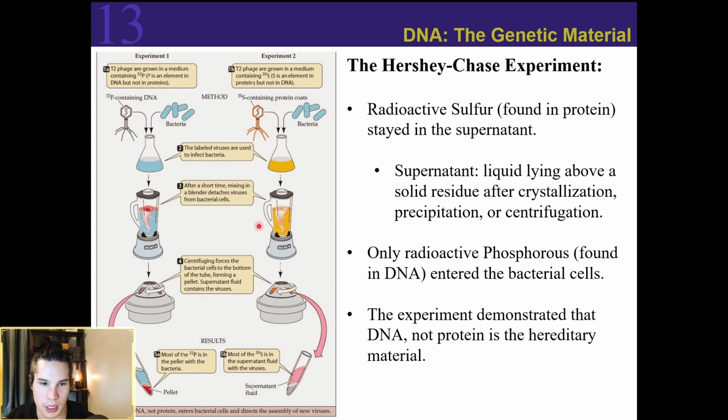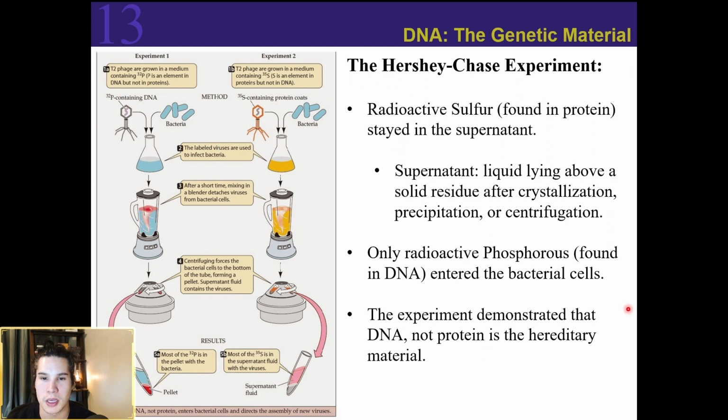Then what they do is they mix it up in the blender, separating the viral component and the bacterial component, centrifuge it, bringing all that bacterial substance down to the bottom into the pellet, and then look at the results. And what they found was that all of the radioactive sulfur stayed in the supernatant fluid above the pellet in the viral component, implying that, oh, okay, so this sulfur is part of protein, and protein did not get integrated into the bacteria.